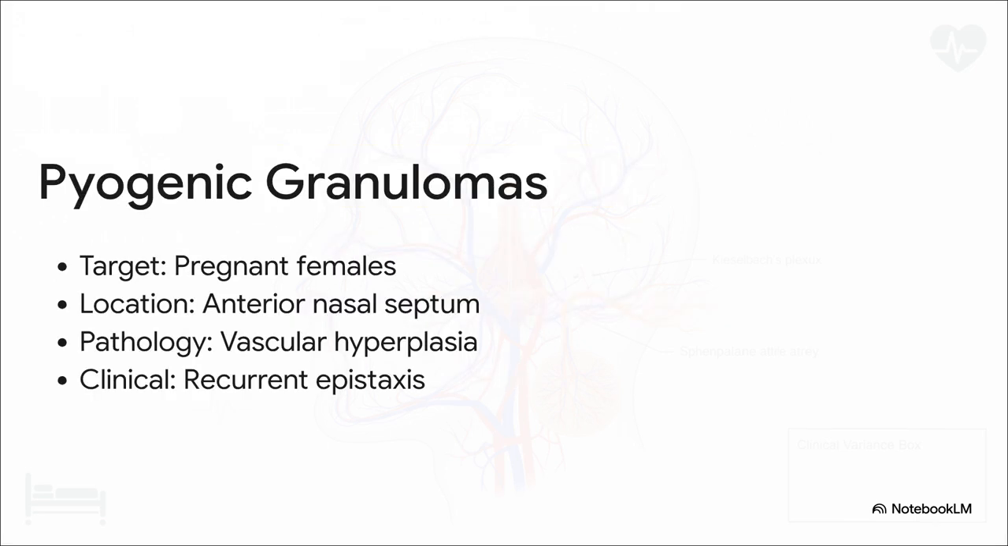Now, there's a highly specific, very frequently tested pathology right here: pyogenic granulomas. The target demographic: pregnant females. These are highly vascular, reactive hyperplasias sitting right there on the anterior septum. They can look surprisingly aggressive, almost mimicking precancerous lesions, but actually, scratch that fear, they are completely benign. Their clinical signature is simply frequent, recurrent epistaxis during pregnancy, purely due to that intense vascularity.